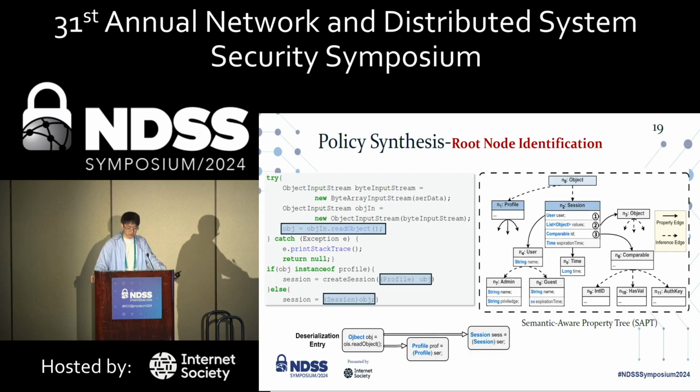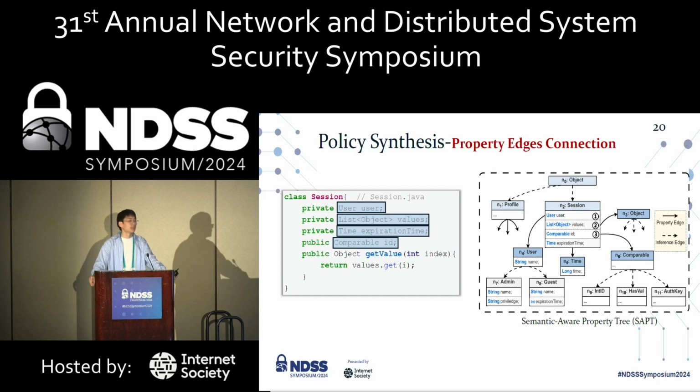For instance, DeseriGuard traces the data flow from the deserialization entry to determine the object's usage. It discovers that the object is cast to either the profile or session class for the application's functionality. Thus, the nodes of profile and session are connected after the node N0.